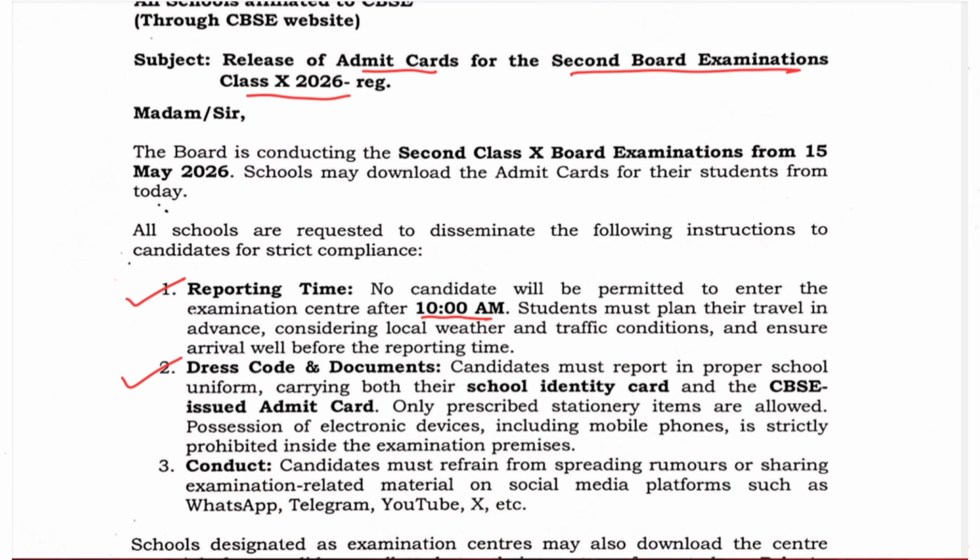Then the second one, dress code and documents. You should come in proper uniform if you are a regular student. If you are a private student, you can wear any normal clothes. School students should carry their school identity card, whereas private students can carry their Aadhaar card, and they should compulsorily have the admit card with them. They should carry prescribed stationery items only, no electronic device, mobile phone or any other thing.